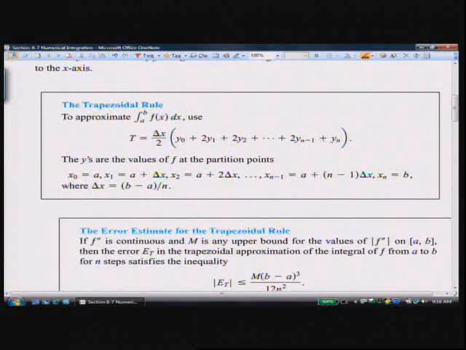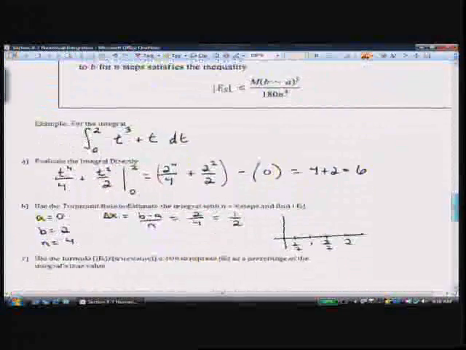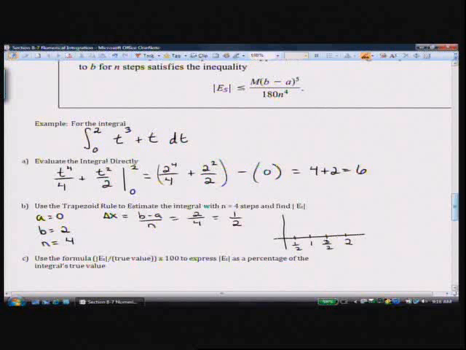Okay? So this isn't that hard to do by hand, but I want to model it in Excel just to kind of show you how you can automate it a little bit. Okay, so let me get the computer going.